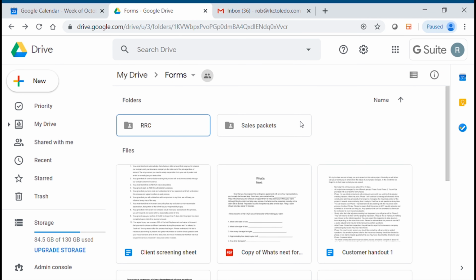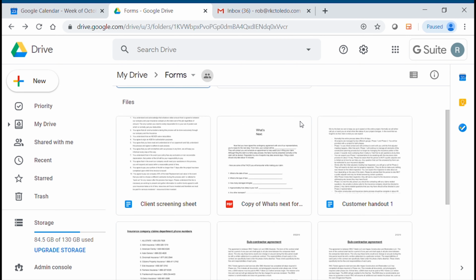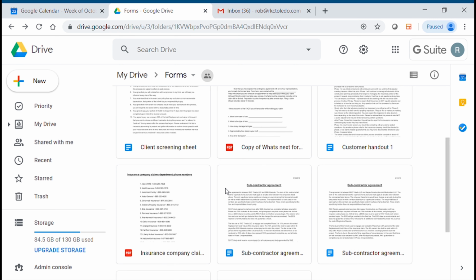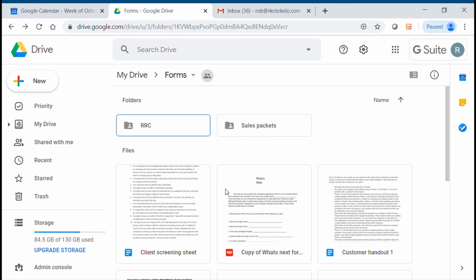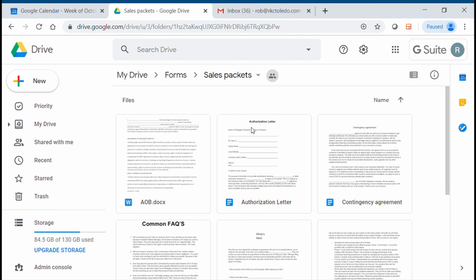So here are the forms that I have, and I have them broken down into two separate areas. One is general forms, which are these forms here, and the other forms are here in your sales packets. Within the sales packets, this is really what your salesperson should have when they go out to meet a client. They should have it in a nice branded folder from you guys. And so we'll go through this really quick.